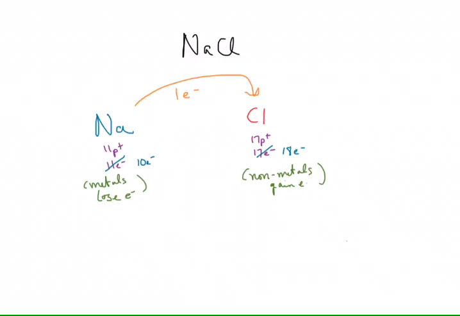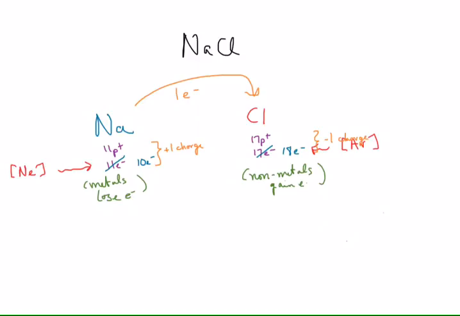I want to add something to this slide at this point. The neutral atom that has 10 electrons corresponds to, and I'll put it in brackets, neon. And the neutral atom that has 18 electrons corresponds to argon. I mention this because with the transfer of an electron, sodium, although it's still sodium because it has 11 protons, now has the same electrons as neon, and chlorine has the same electrons as argon. That is significant.